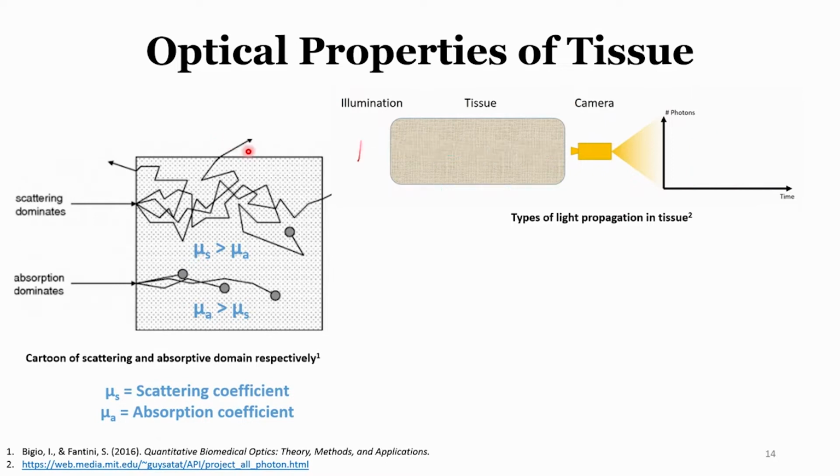If we want to characterize how much scattering is going to happen or how much absorption is going to happen, we introduce two variables: the first being the scattering coefficient and the second the absorption coefficient. In the first case that you see at the top, we assume that this top part of the tissue is highly scattering. In such cases mu_s is higher as compared to the absorption coefficient, mu_a.